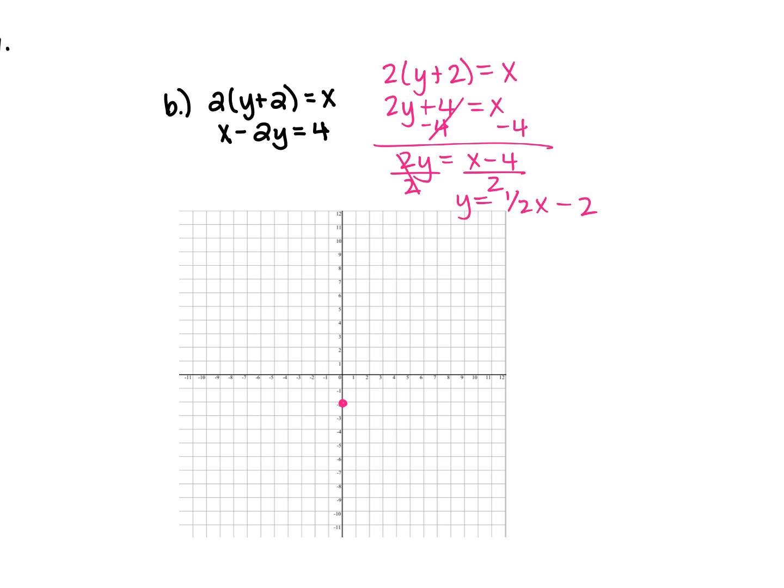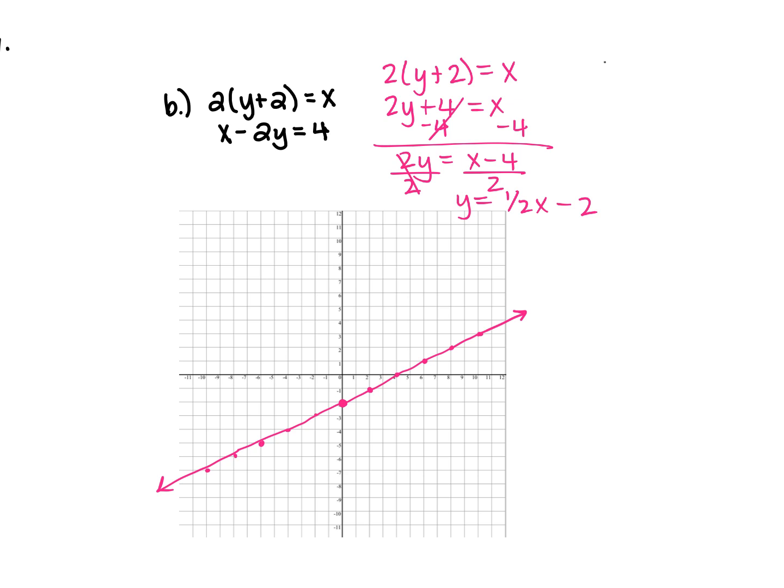So up 1 to the right 2, up 1 to the right 2, and I'm just going to keep doing this throughout the entire coordinate plane. I can also go down 1 and to the left 2 to get the other side of this line. So from here, we draw a line through these points. And then we can move on to our next.